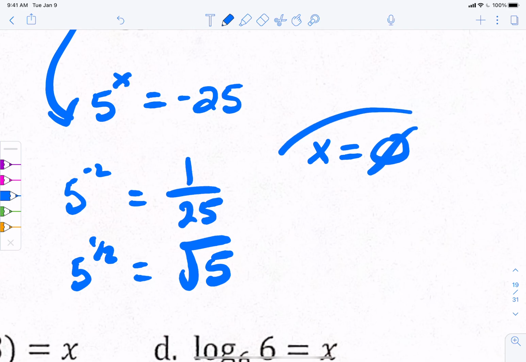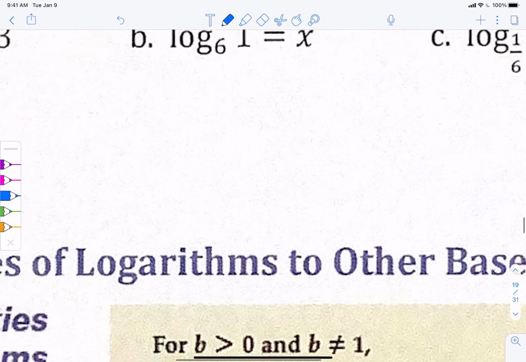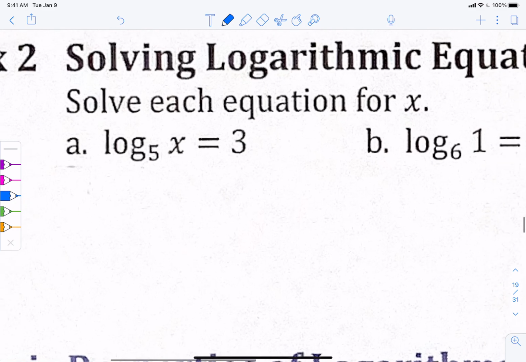There's a reason for that. You can't get negative numbers. You can't have your y values be negative numbers. Okay? So there may come a time, I don't know if they do that to you in your homework assignment, but if it smells fishy and looks like a fish and smells like a fish, it's probably a fish and there's no solutions, right? Okay, moving on.